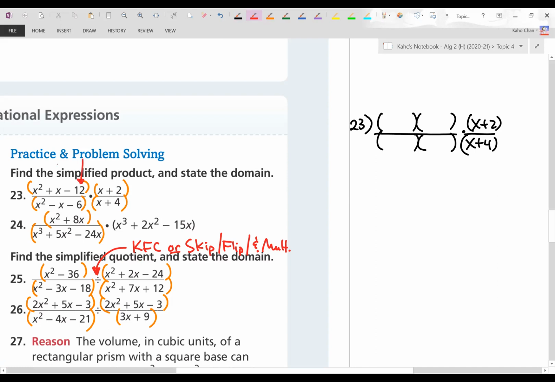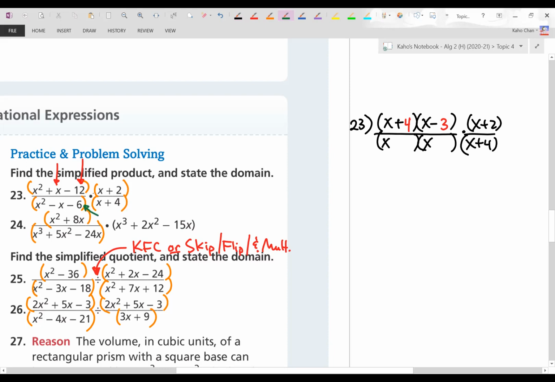Negative 12, positive 1. It has to be 4 and 3. It can't be 2 and 6 because they're not related by 1. It can't be 1 and 12, right? So it has to be 4 and 3. One of them has to be negative. One of them has to be positive in order for the product to equal negative 12. So I need a bigger positive number because I have a positive 1x. So there it is, ladies and gentlemen. Bottom one, x squared minus x minus 6. That's one that we can factor pretty good too.